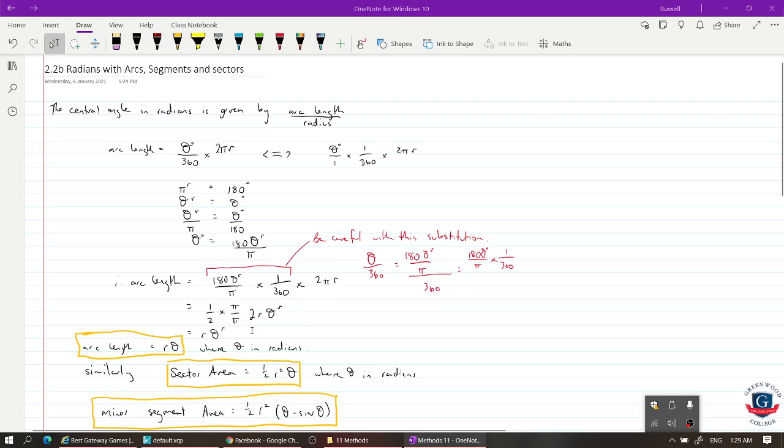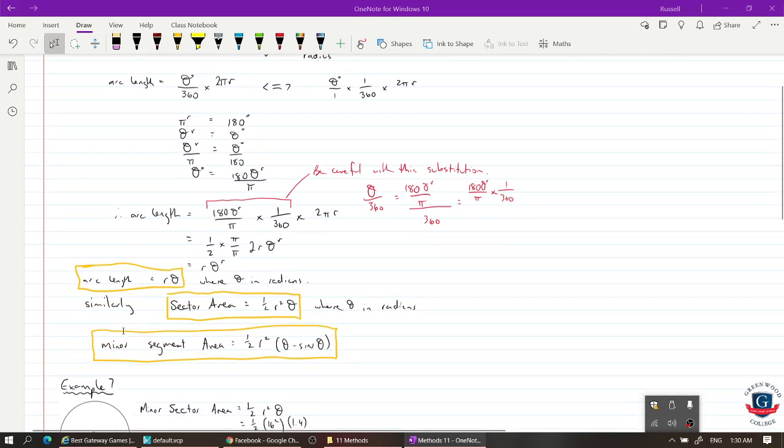So once we have this, we can simplify it. 180 on 360 simplifies down to a half. This pi will cancel out with this pi over here, and we get left with 2 theta radians. That 2 will then cancel out with this 2 here, and funnily enough we're just left with the radius times theta radians. In fact, this arc length formula quite simply is the radius times theta in radians when we're working in radians.